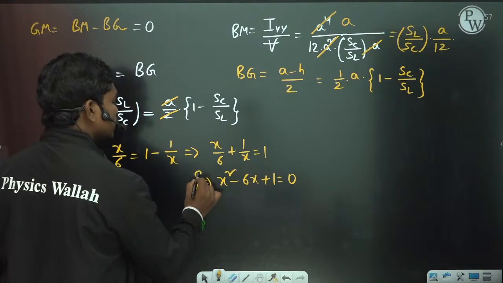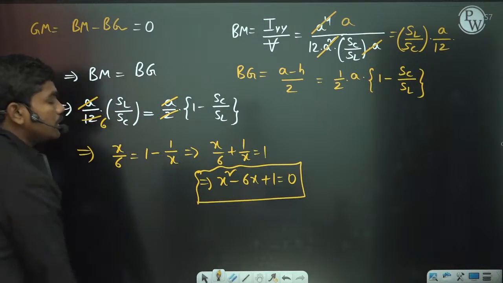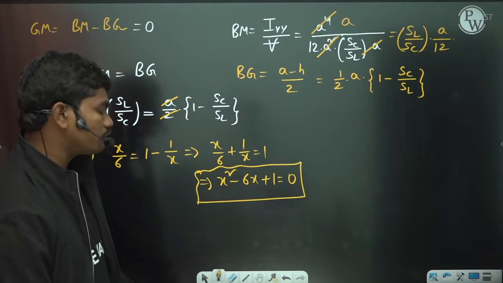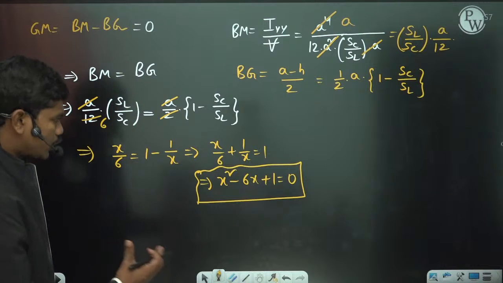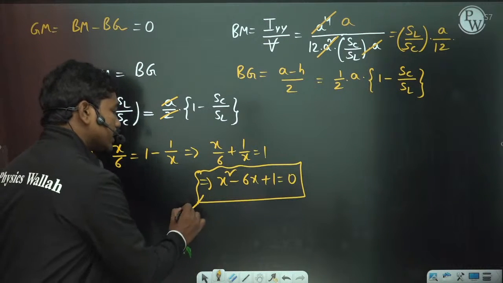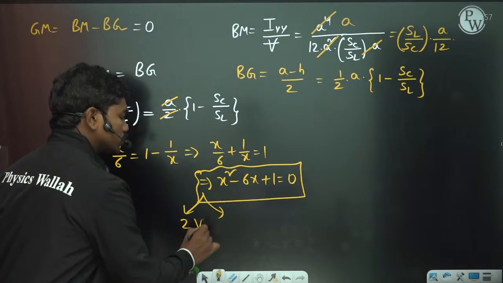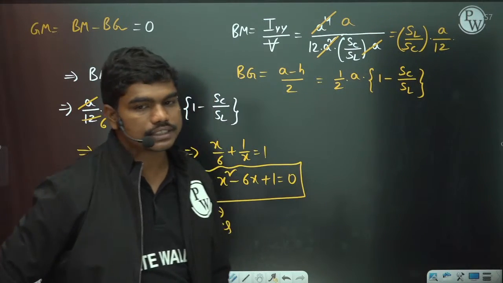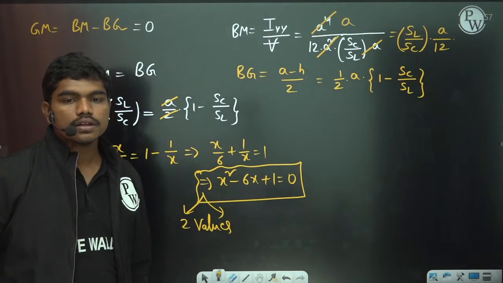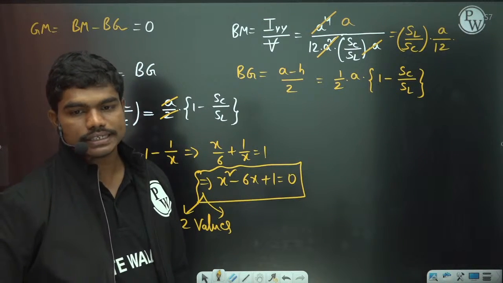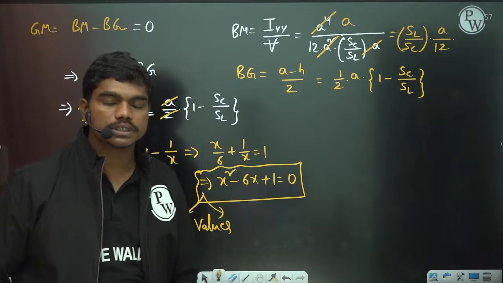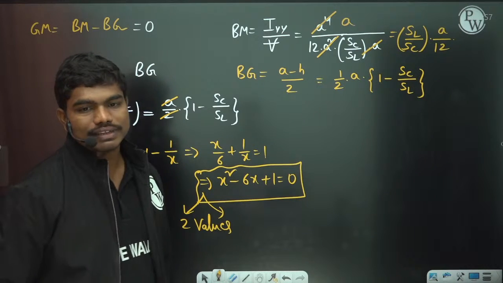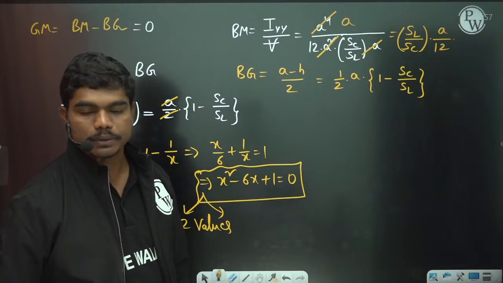This is the equation. First of all, if this is the ratio SL by SC, specific gravity of the liquid by specific gravity of the solid cube, then this is a quadratic equation. If you solve this, you will get two values. So can you tell me, if you solve the quadratic equation, what is the sum of the roots of this equation?